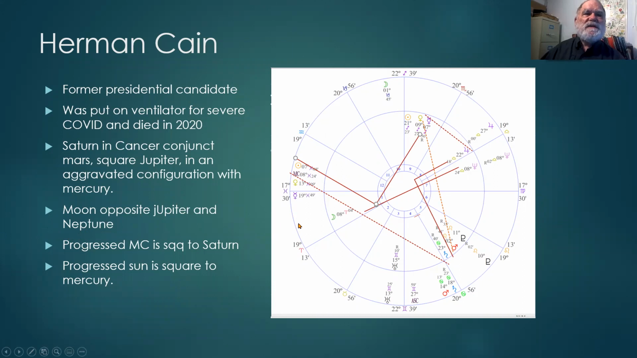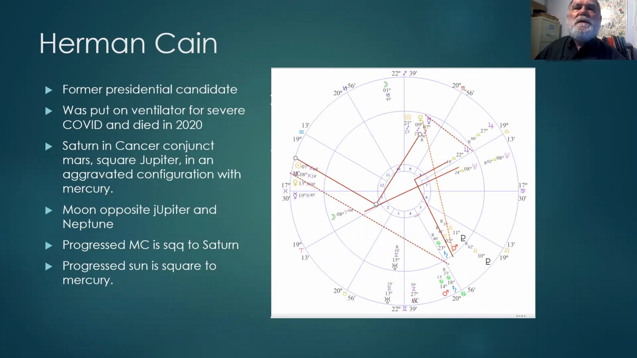Progressed for timing, the progressed midheaven is semi-square to Saturn here. This is our primary significator of the lower lobe problem in the lower lobe of the lung, and suffocation. There is Saturn there, and the progressed midheaven is activating it, a 135-degree aspect. And then the progressed Sun here is square to natal Mercury.